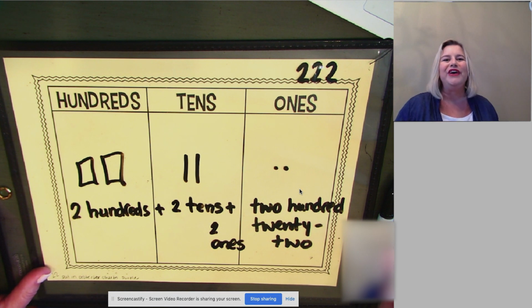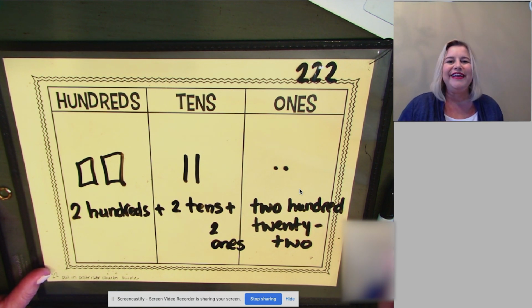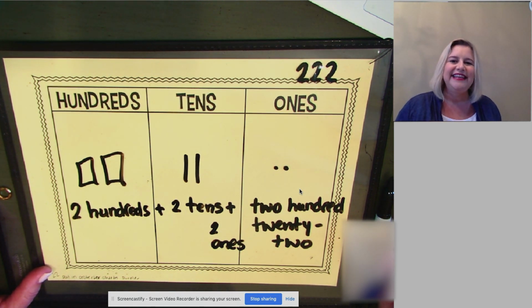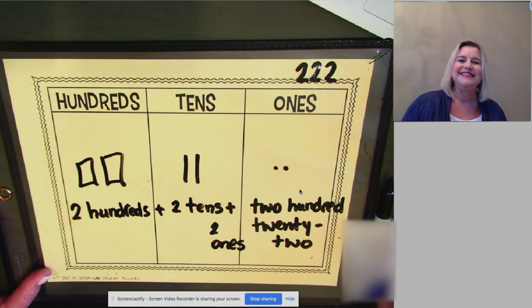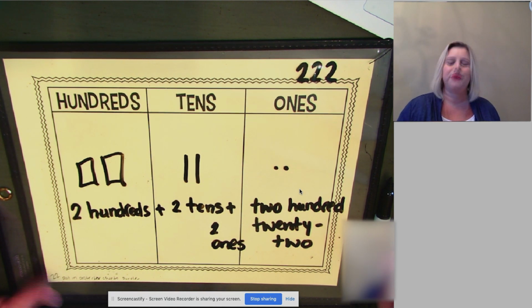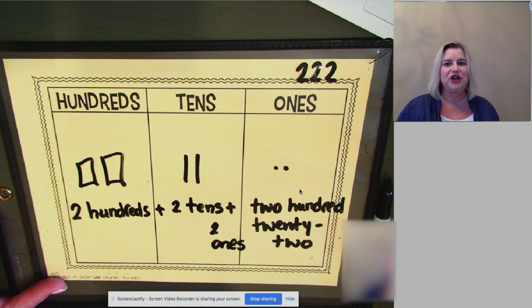Ready? 1, 2, 3, 4, 5, 6, 7, 8, 9, 10, 11, 12, 13, 14, 15, 16, 17, 18, 19, 20. Whew! You guys did an awesome job.